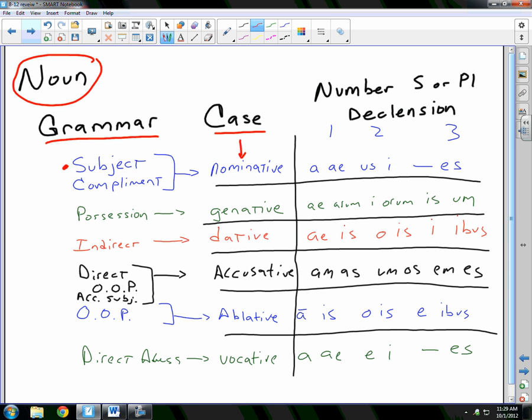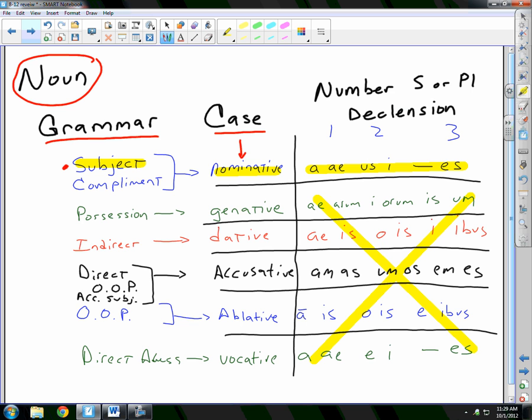Now if I've established that the case is nominative, I have eliminated all of the other endings except for the nominative endings. So we know senator is being used as the subject, which makes it nominative. So it can't have any of these other endings with it. Can't have them because none of those are nominative endings. By establishing that it is the subject, I have limited the answers to 6 possibilities.